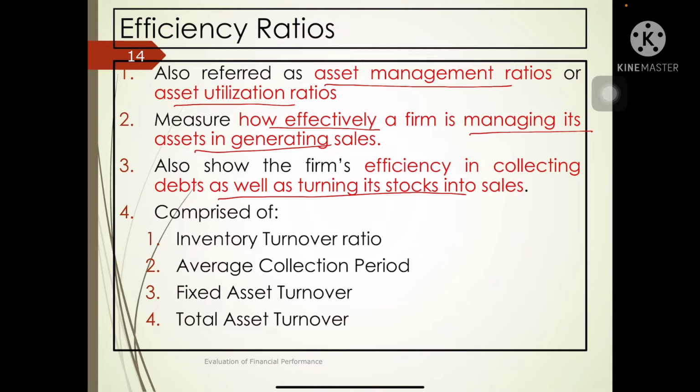We are going to see how fast they can use their sales in order to get more income, or how efficiently they use their stock in order to generate more sales. So we have four here: inventory turnover ratio, average collection period, fixed asset or non-current asset turnover, and the last one is total asset turnover.